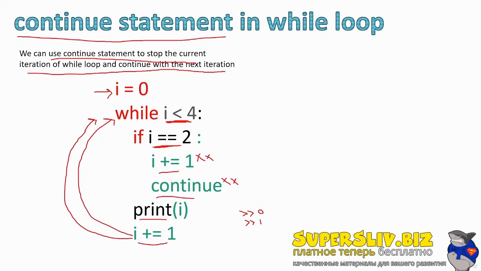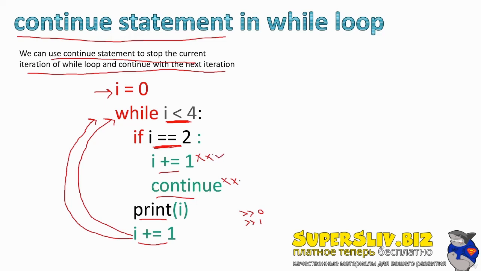I is equal to 2. So this condition is true. This time I is equal to 2. This condition is true this time. Therefore, these two codes will be executed this time. It will add 1 to the I. Now I is equal to 3.